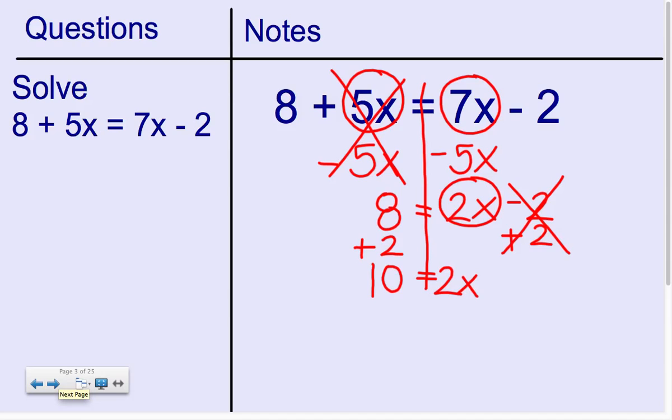Now I'm left with just my couple, so I'm going to break up my couple. The opposite of 2 times x is dividing, so I'm going to divide both sides by 2. 2 over 2 makes 1, so I'm just going to cross those off and write x. 10 divided by 2 is 5. And that is my answer.